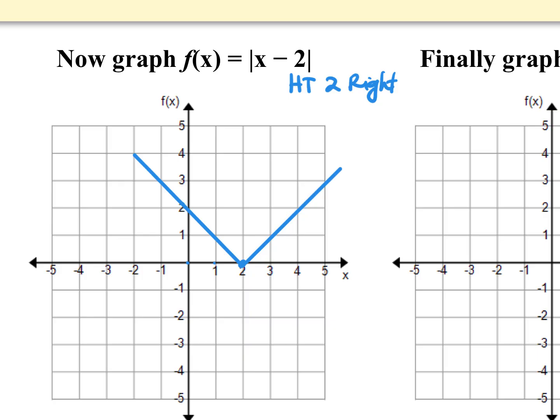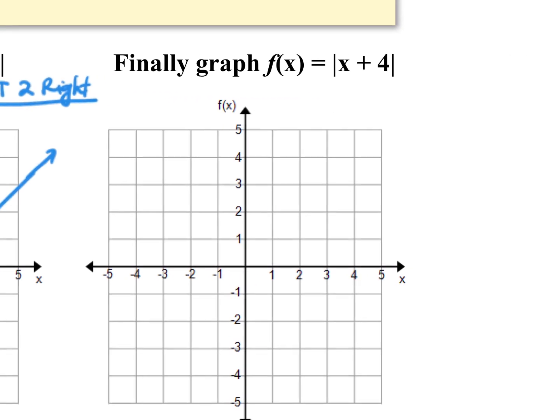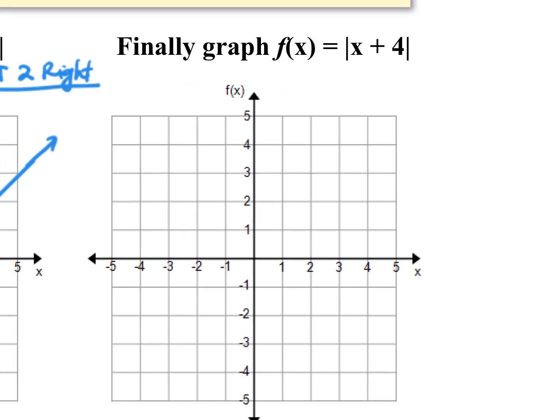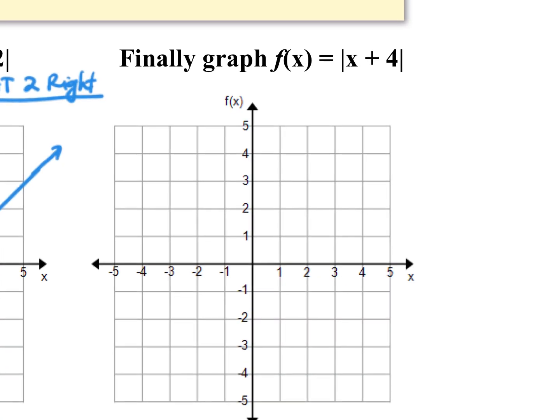Okay, so not so accurate, but at least you have an idea what it is. So this is your f of x is equal to absolute value of x minus 2, where there is a horizontal translation of 2 units right. Okay, finally, let's graph f of x is equal to absolute value of x plus 4. Here we can say that there is also a horizontal translation of 4 left side.